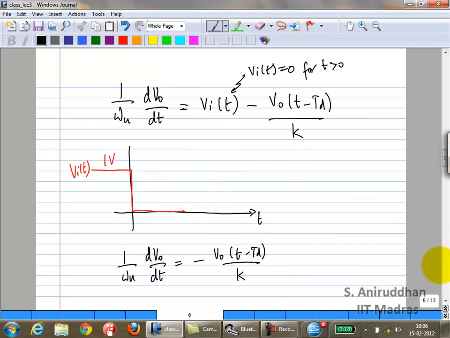What did that give us? It gave us something like this: 1 by omega u dv naught by dt equals vi of t minus vo of t minus td over k. We took a very simple case when vi of t was 0. In a more general case, you will have to solve this differential equation and get the solution for this.